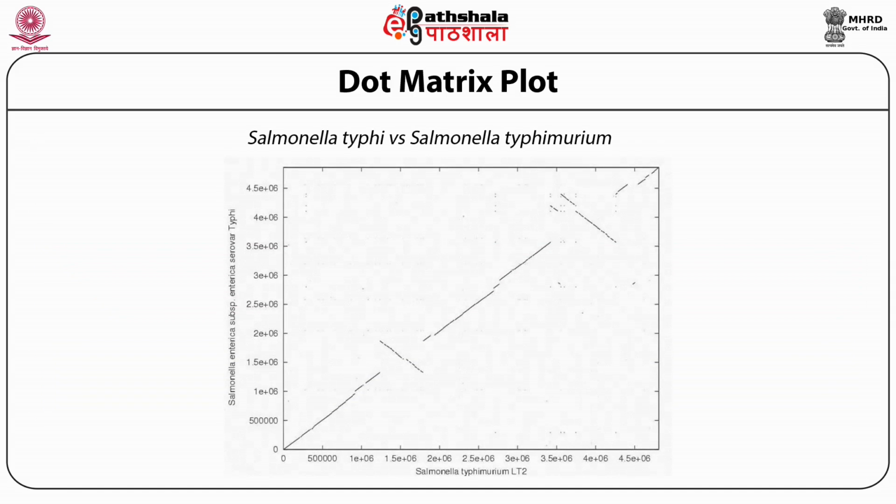Here is an example of a dot matrix plot. Now, if two sequences are identical, let's say I have the Salmonella typhimurium sequence on the x-axis and the same sequence on the y-axis, what would happen? I would get a dot along the diagonal. Now, in this particular case, on the x-axis I have Salmonella typhimurium, and on the y-axis I have Salmonella typhi or Salmonella enterica. Most of the genome of these two are identical, and you can see this strong line along the diagonal.